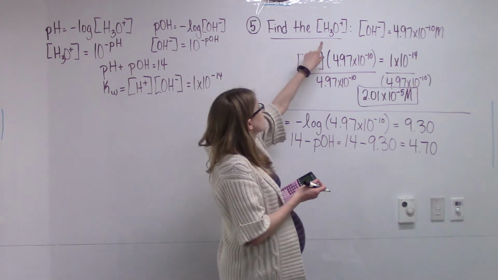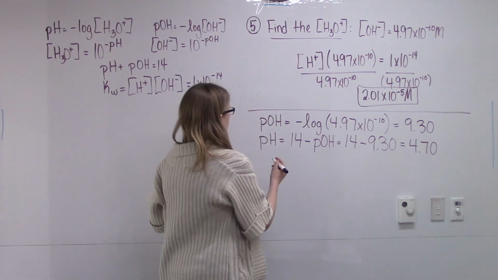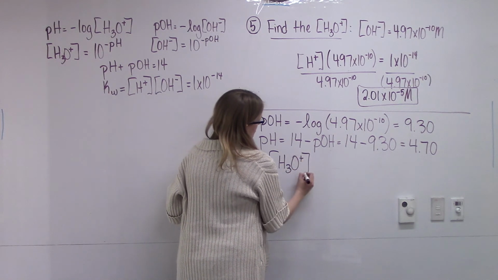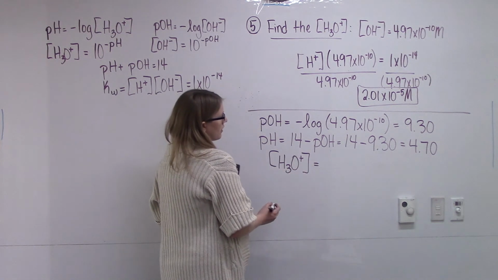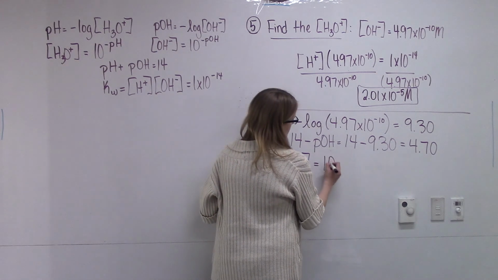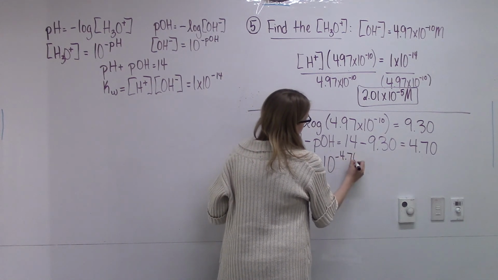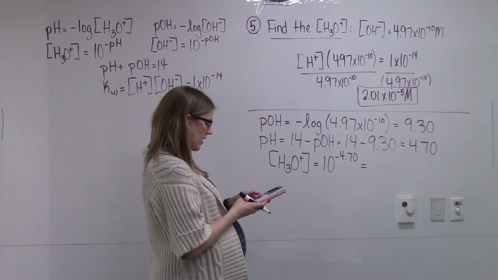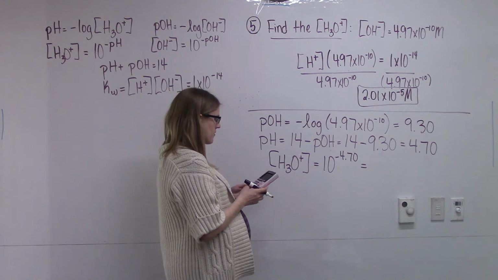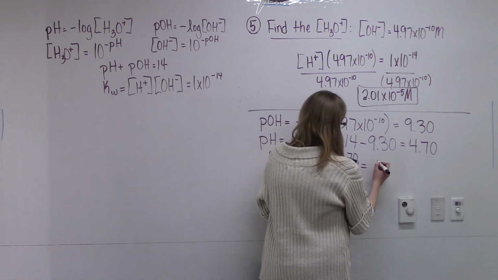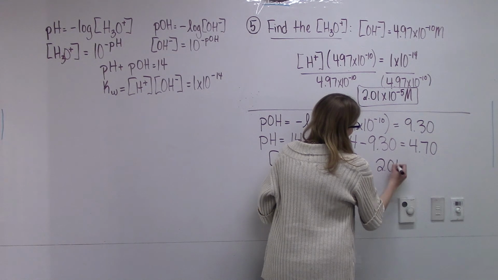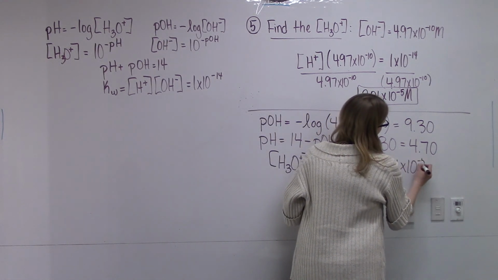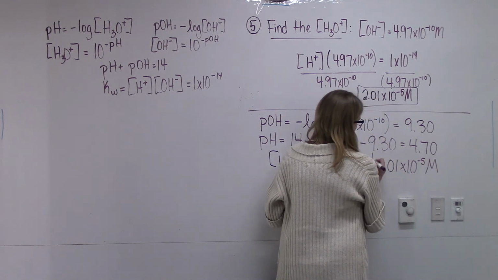But we're looking for the H3O plus concentration. So the H3O plus concentration equals 10 to the negative 4.70. So now we got to plug that in, 10 to the negative 4.70, and I get, ooh, this is so cool, I love it when this happens, 2.01 times 10 to the negative 5th. We need a unit, molar.